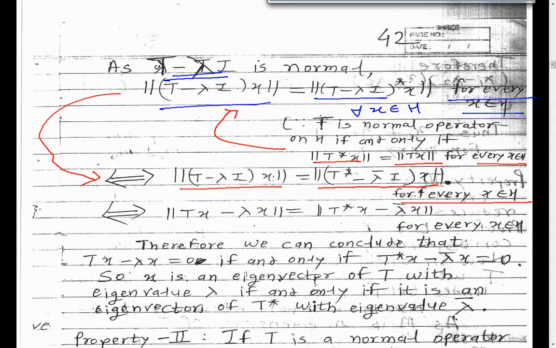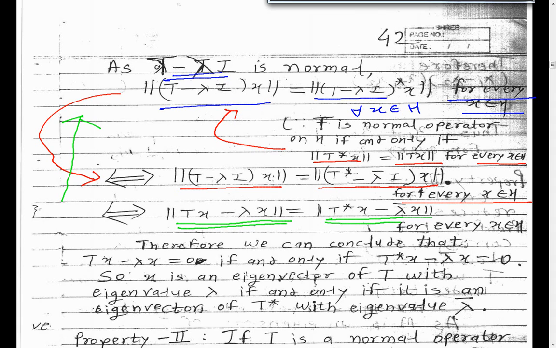Therefore, we have norm of Tx minus lambda x equals norm of T star x minus lambda conjugate x for every x belongs to H. It is easy to observe that all steps can be reversed as well. So we have an if and only if statement: norm of (T minus lambda I)x equals norm of (T minus lambda I) star x if and only if norm of Tx minus lambda x equals norm of T star x minus lambda conjugate x.